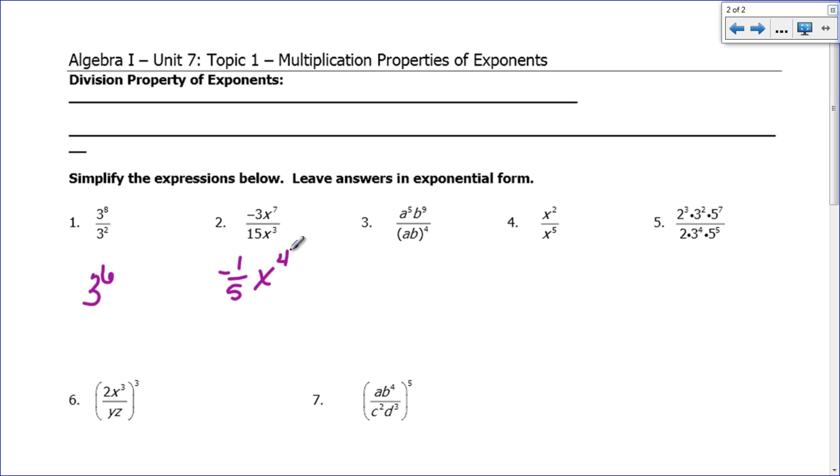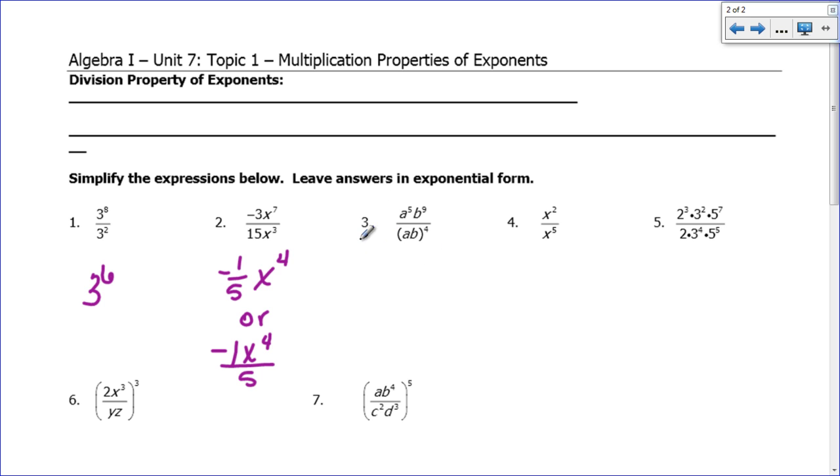Also, since this x to the 4th is positive, that means that I could also write this as negative 1 x to the 4th over 5. It's the same exact answer. In one I keep the x to the 4th out to the side, and in one I put it in the numerator. It's no big deal.